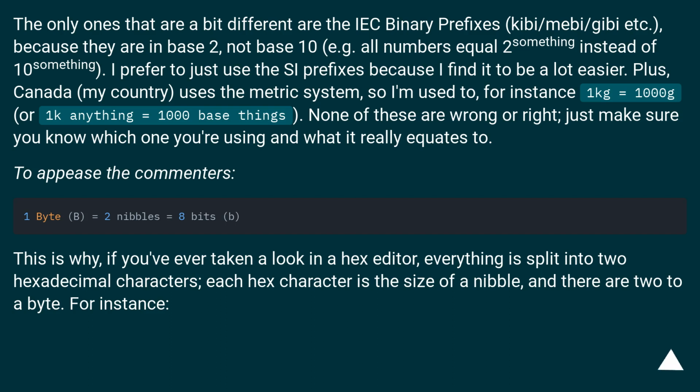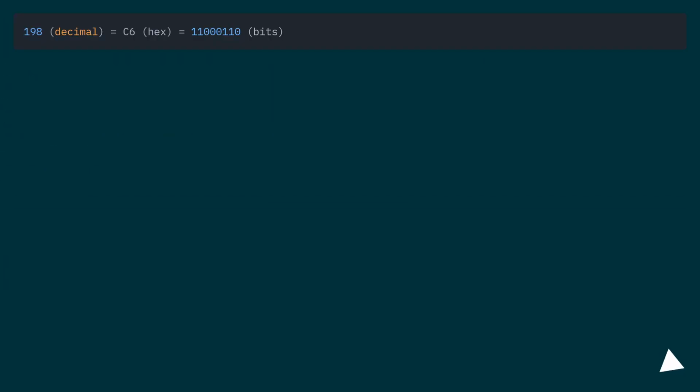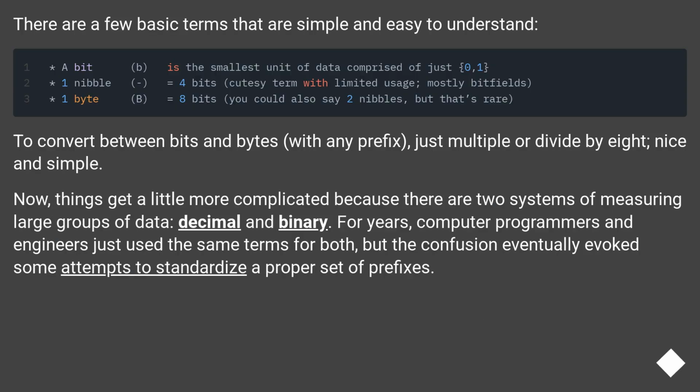This is why, if you've ever taken a look in a hex editor, everything is split into 2 hexadecimal characters. Each hex character is the size of a nibble, and there are 2 to a byte. There are a few basic terms that are simple and easy to understand. To convert between bits and bytes, with any prefix, just multiply or divide by 8, nice and simple.